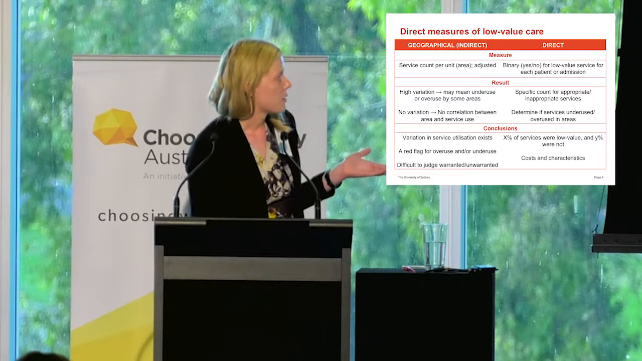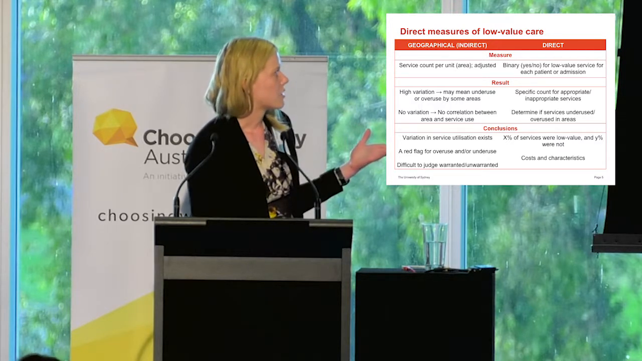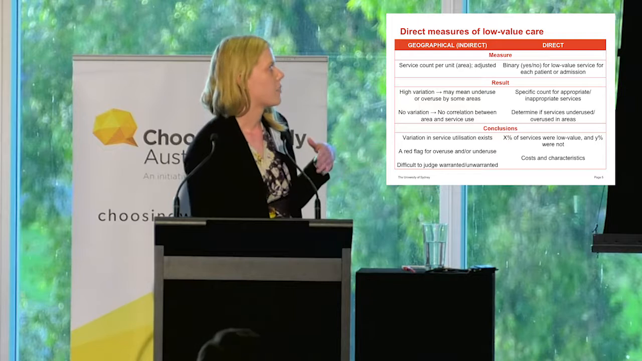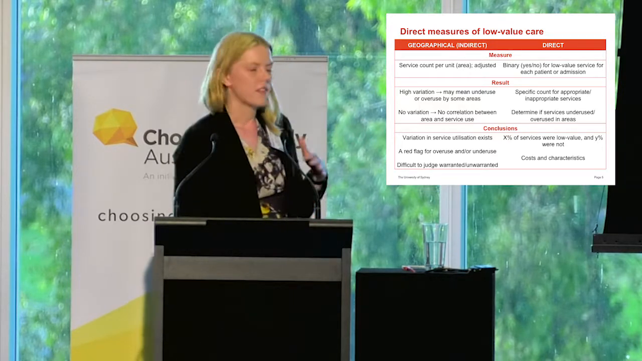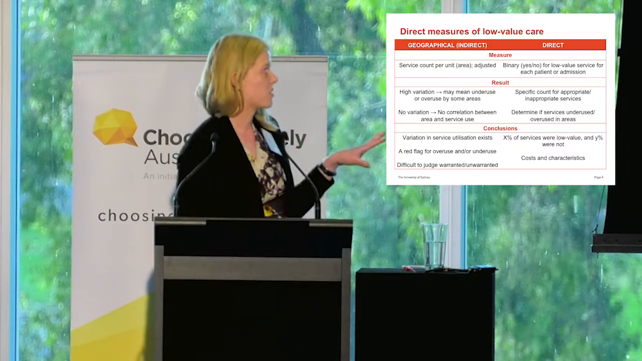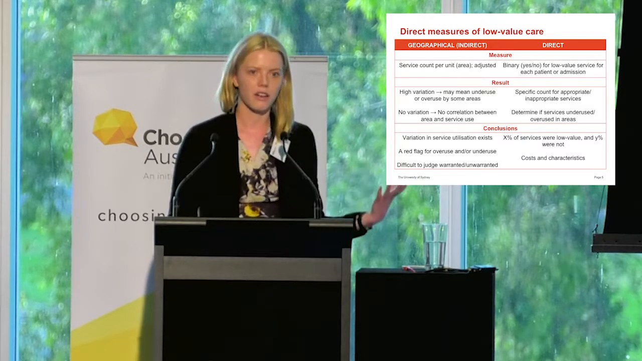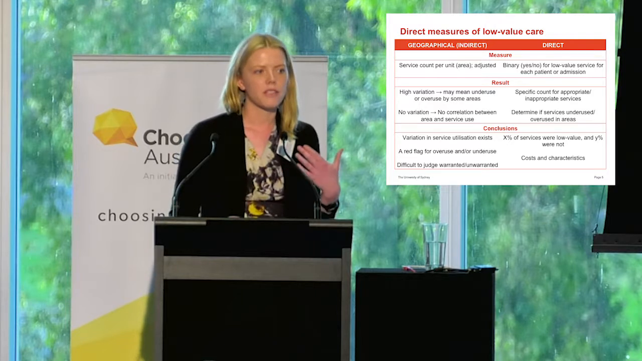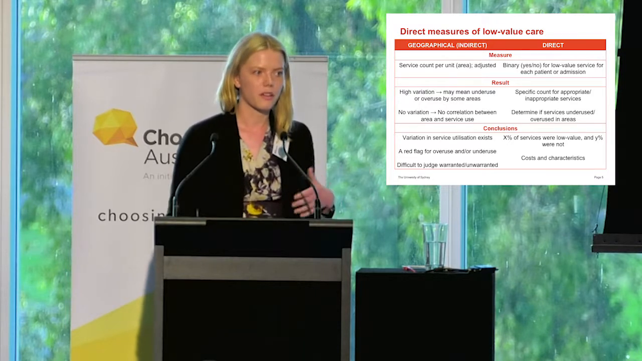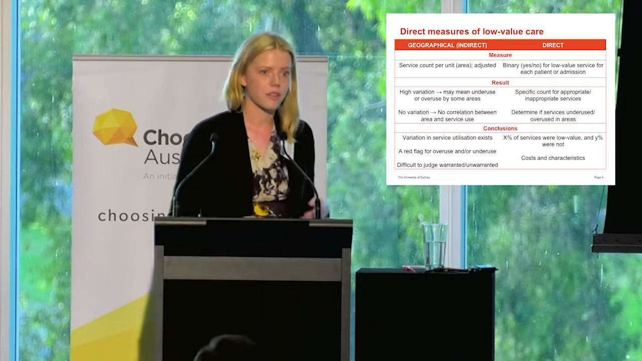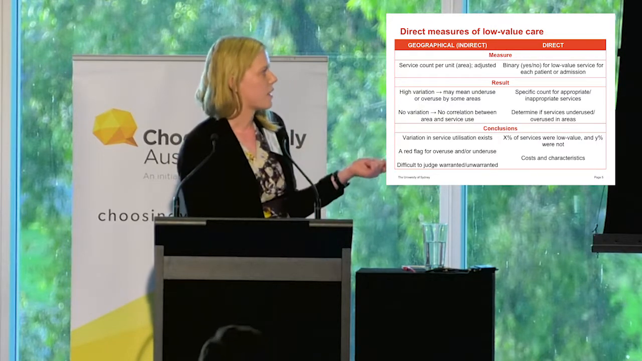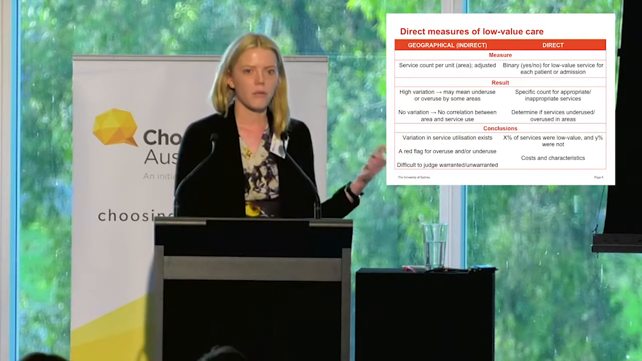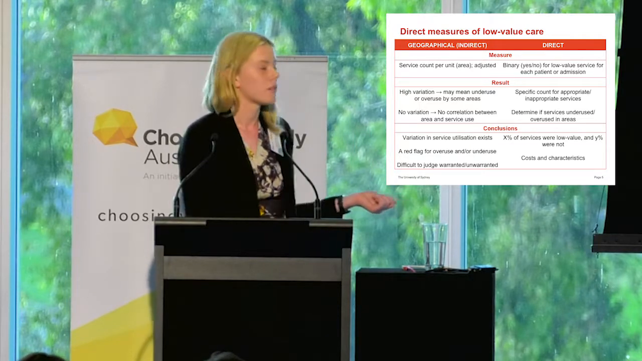So what results do we get? Well, high variation in a geographical measure may mean underuse or overuse of services. And if there's no variation, then we just know that there's no correlation between the area and the service use. We don't know if it's actually inappropriate or appropriate. What's the right level of care that should be happening? Where direct measures, we get the specific count, and we can actually say what's underuse and what's overuse.